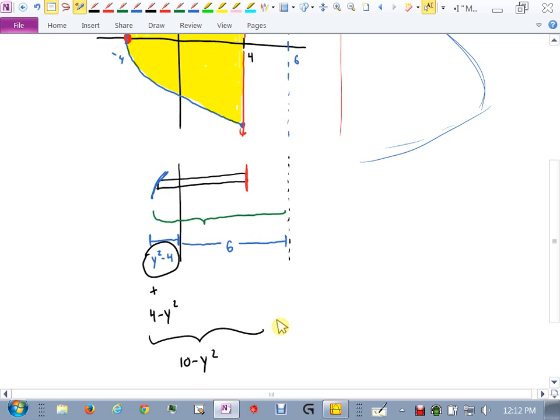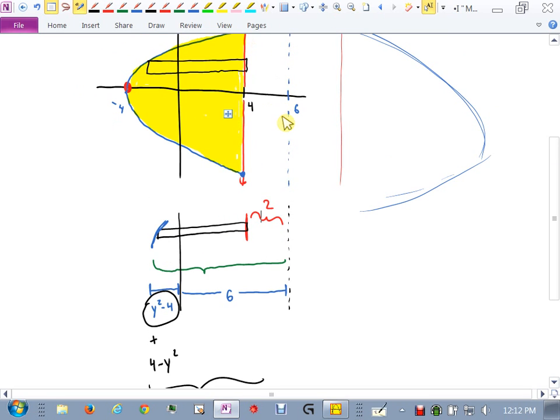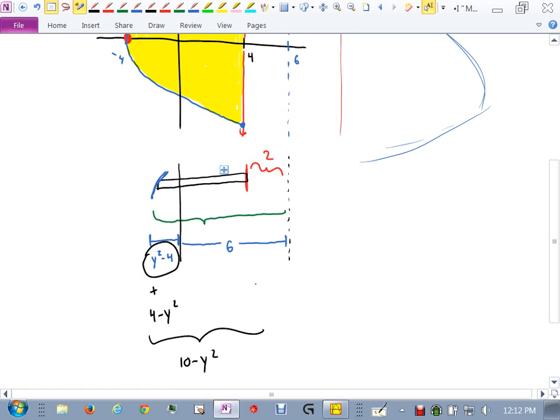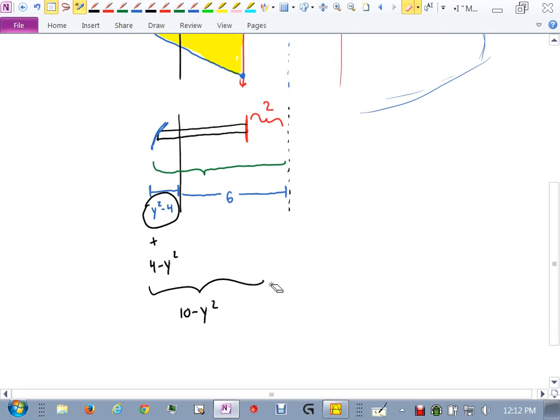And then, what about the inside, this red one right here? The distance from here to here? 2. Always 2, isn't it? Because that's always 4. That's always 6. The entire time you move that rectangle down, those rectangles down, you get that. So that's just 2. So what would be the outer radius would be this, right? And then squared, and then minus the inner radius, which is 2 squared.